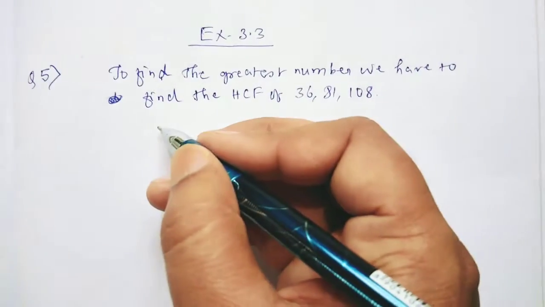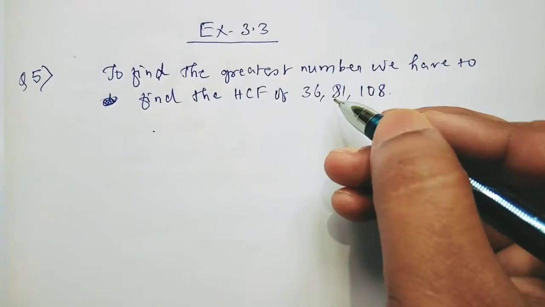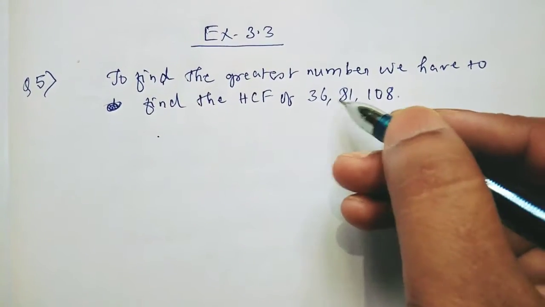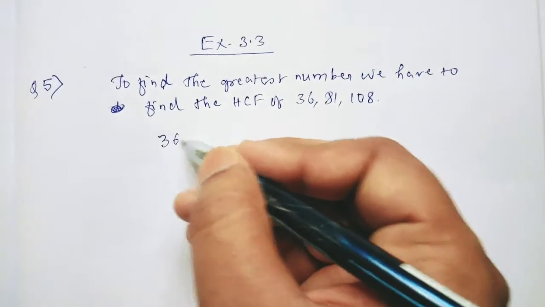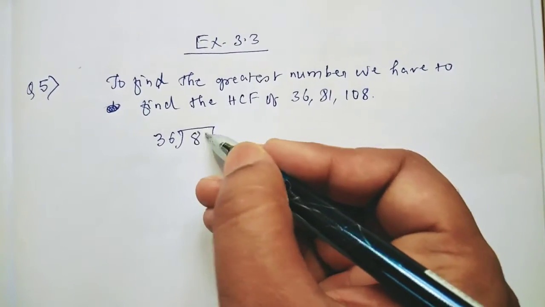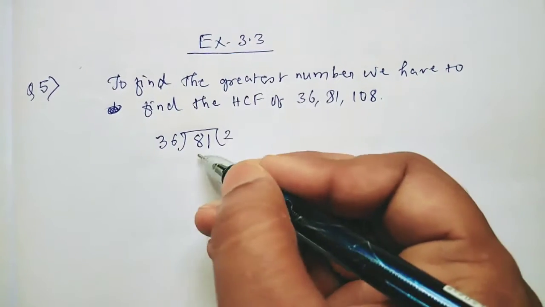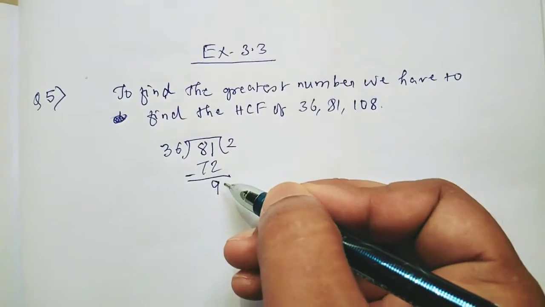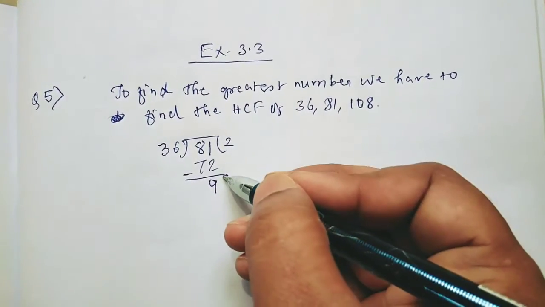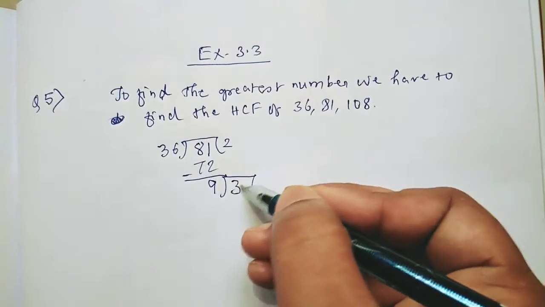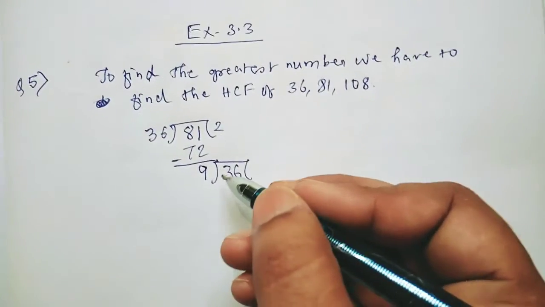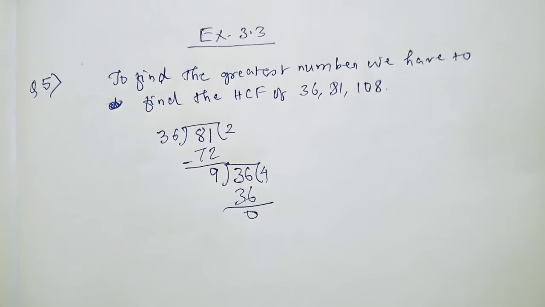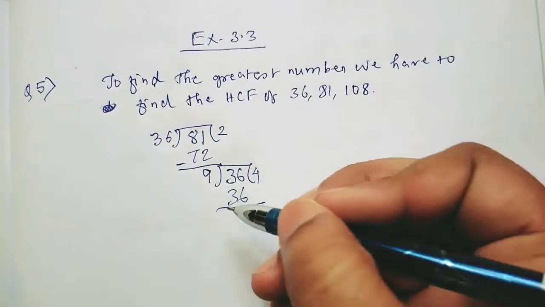So 36, 81 and 108. You have to take any two numbers from here. Suppose I have taken 36 and 81, so 81 divided by 36. 36 times 2 is 72, 81 minus 72 is 9. Then this 36 will come here and become the dividend. I have explained this already. 9 times 4 is 36, so 0. That means here we got the remainder 0, so for these the answer is 9.